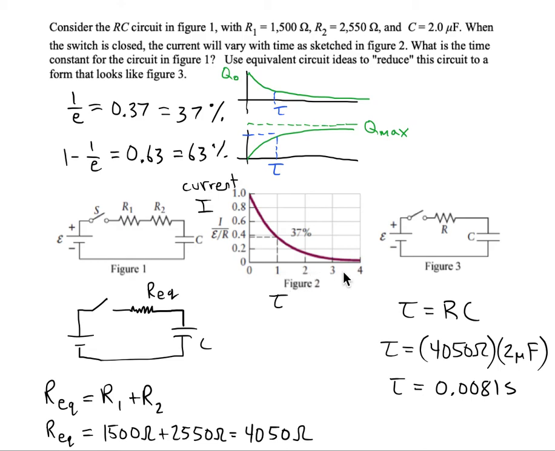So this graph is actually not of seconds. It's actually of time constants. So if one time constant has passed, the current will decay from 100% down to 37%. And if another time constant passes, then it'll decay even more, and so on and so on.